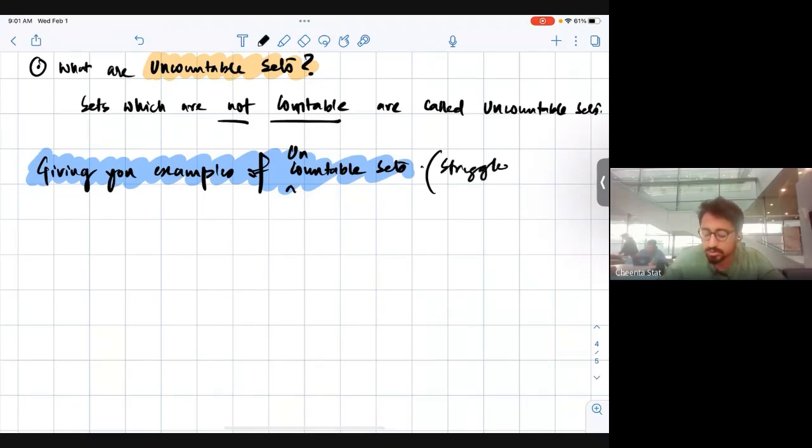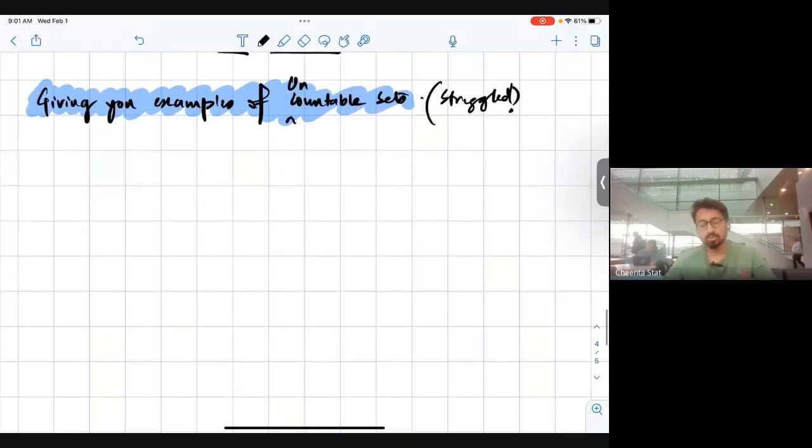Why? Because it's not easy to find uncountable sets. It's not really easy to find uncountable sets because essentially it's defined as the inverse of countable. So you have to check whether it's not countable or not. So what did they do? To solve this problem of uncountability, what they do is very simple.